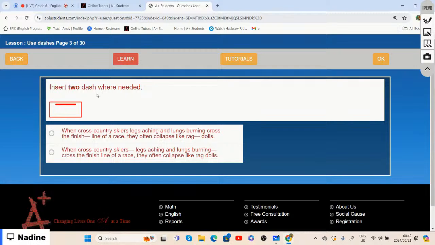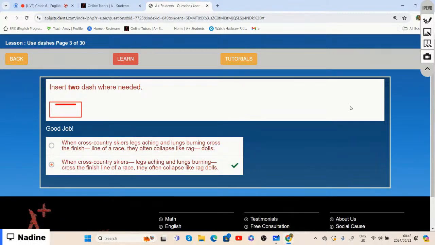All right, so we will then choose option two, especially where the dashes are, because they're talking about the cross country skiers. If we were to remove the words legs aching and lungs burning, then we can just say when cross country skiers cross the finish line of a race, they often collapse like rag dolls. But now they're telling us why they often collapse like rag dolls: because their legs are aching and lungs are burning. So there is additional information that is given to us.